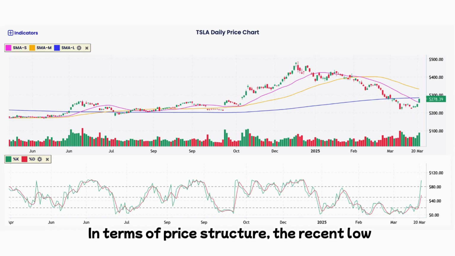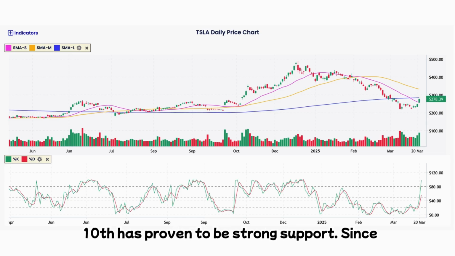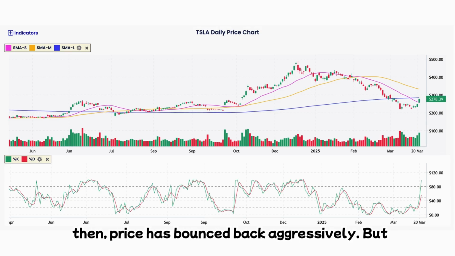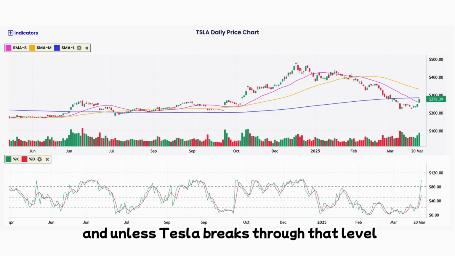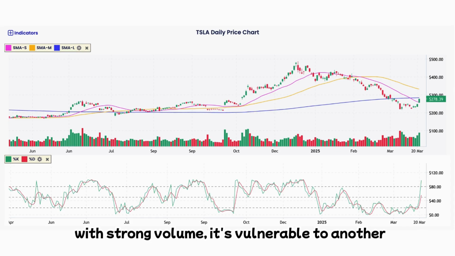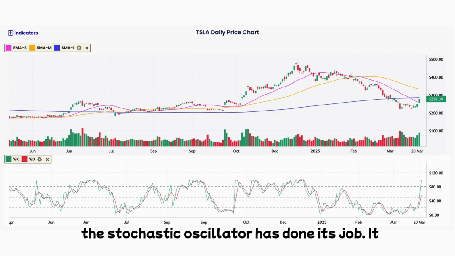In terms of price structure, the recent low at $222 from March 10th has proven to be strong support. Since then, price has bounced back aggressively. But there's visible resistance near 284, and unless Tesla breaks through that level with strong volume, it's vulnerable to another pullback. The takeaway here is that the stochastic oscillator has done its job.